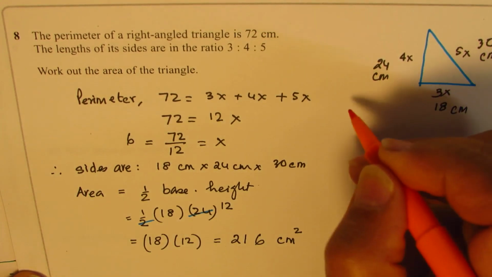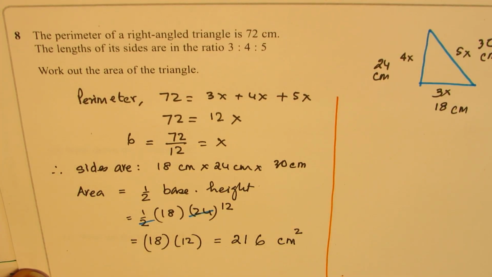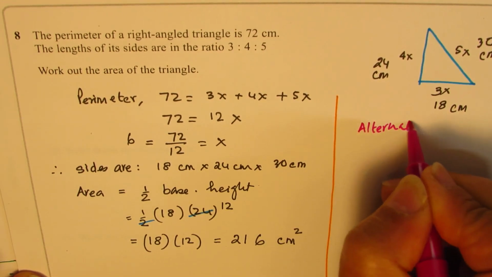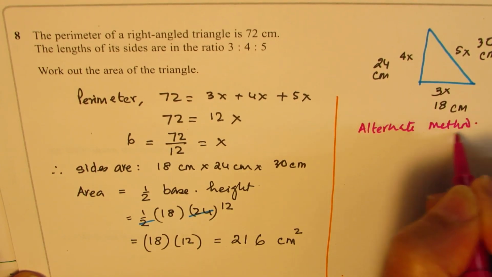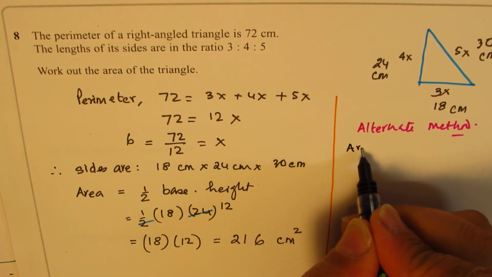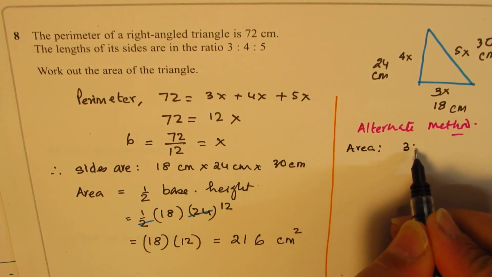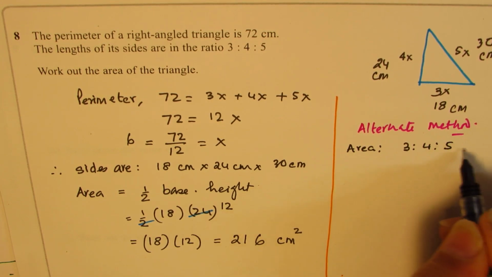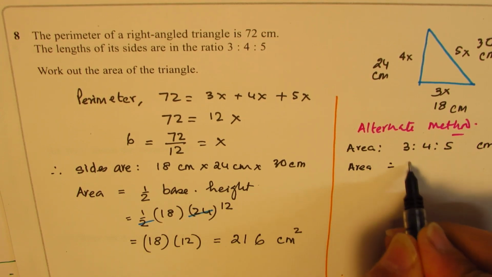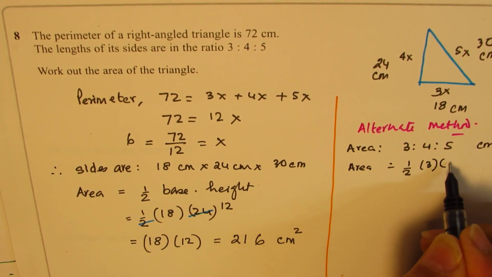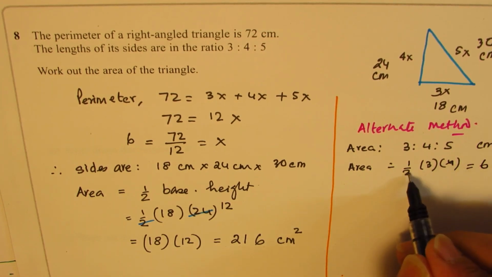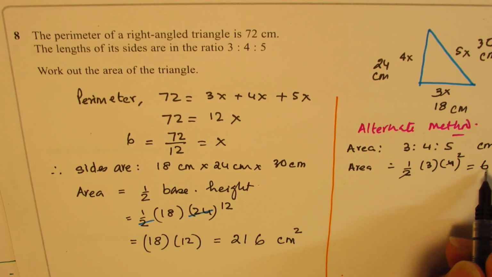So that was one way of doing it, right? Here is an alternate method. Now, we can actually find the area of the triangle with sides 3, 4, and 5 centimeters, right? So the area will be equal to half of 3 times 4, right? So we can calculate this, which is 6. Area is 6.